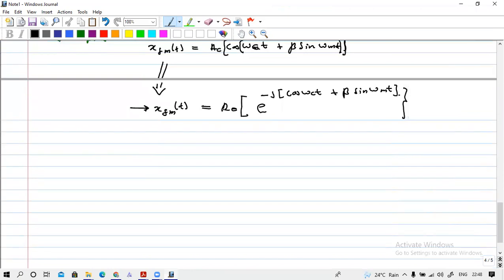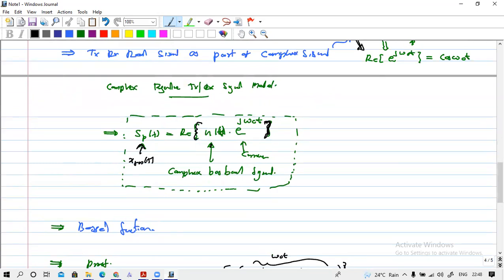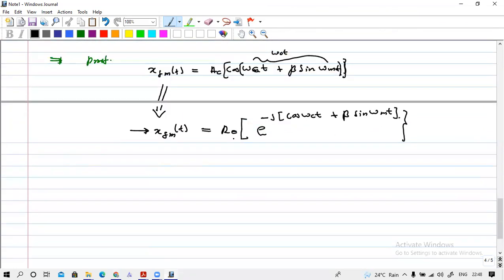Now I can separate. You can see that here we have the baseband signal and also the carrier component. So I will try to separate the baseband signal and the carrier signal here. We can write this simply as e to the power minus j. Sorry, the cos is not here, no? I made a mistake.